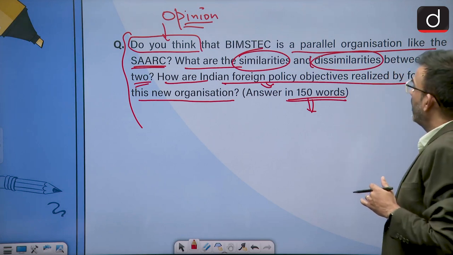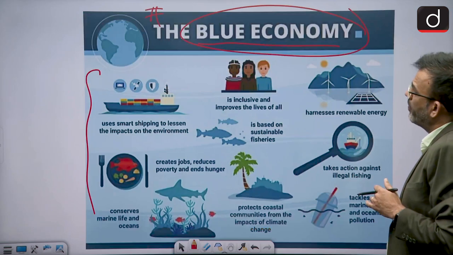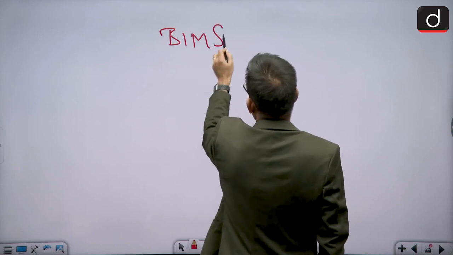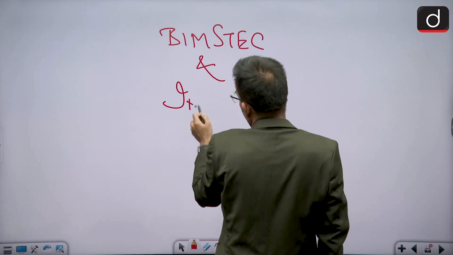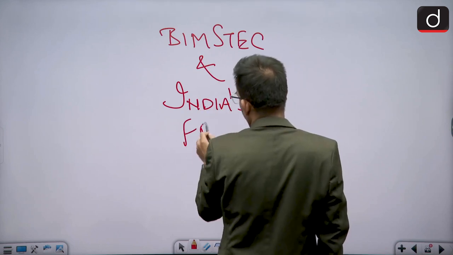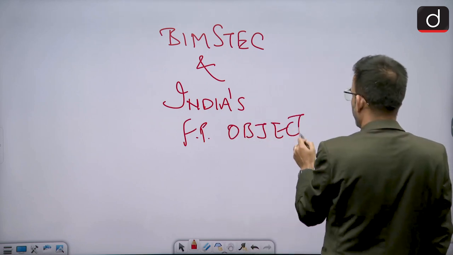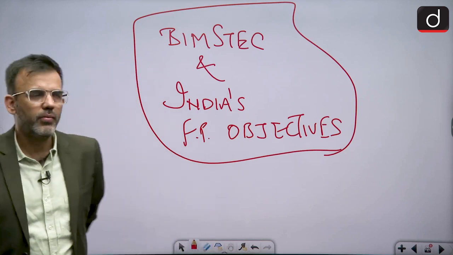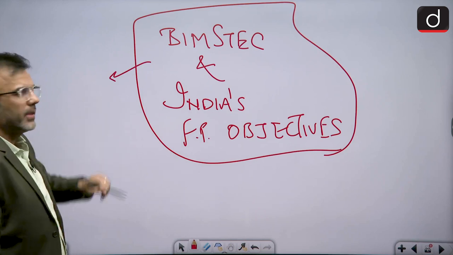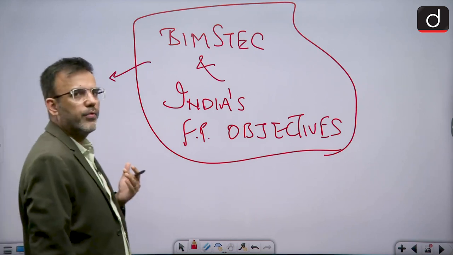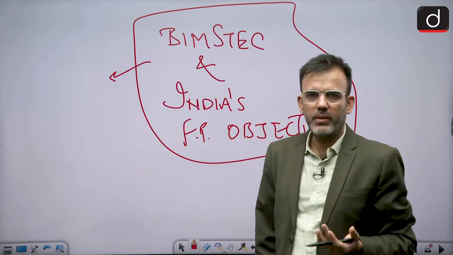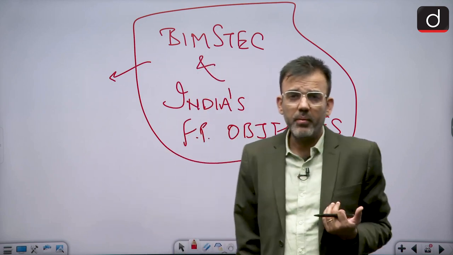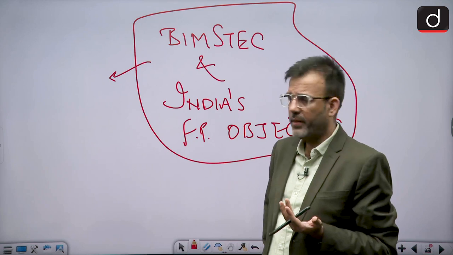Now, the final aspect is, how are Indian foreign policy objectives realized by forming BIMSTEC? So, let's see BIMSTEC and India's foreign policy objectives. We have discussed in great detail what all foreign policy objectives we have achieved. So, the primary thing is we want to take benefit of regionalism. We want to prosper. Okay. India has a dream. We want to be a $5 trillion economy. We want to cross that $10 trillion economy bandwidth. So, we are in an aspirational state, unlike Pakistan.